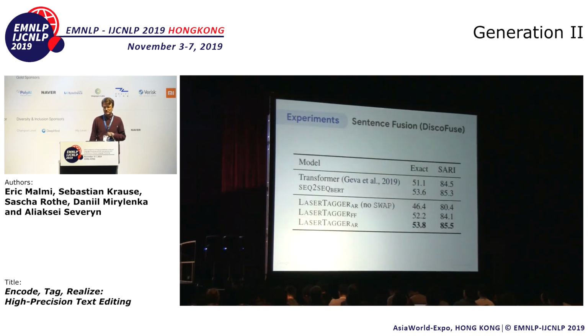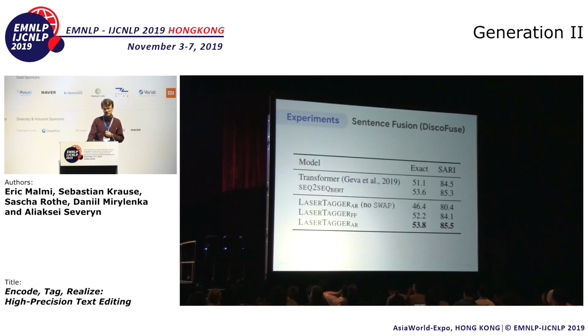This is done with the recently released DiscoFuse dataset. Here, compared to the previous transformer approach, we obtain an improvement of about 2.5 percentage points in terms of the exact score, the accuracy. We also see that the autoregressive version works slightly better than the feed-forward, but the difference is not huge here. And also, the seq2seq method works really well, so it gets almost the same performance as the LaserTagger autoregressive variant.